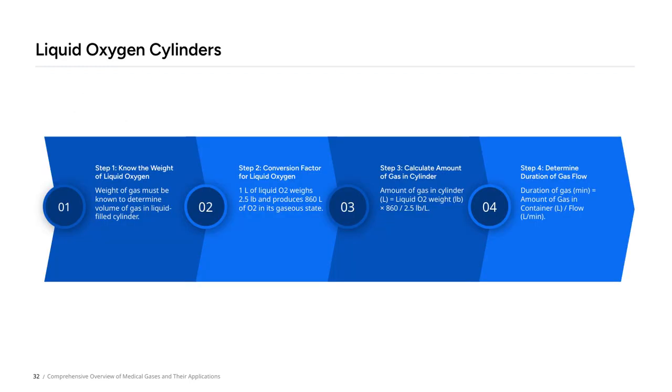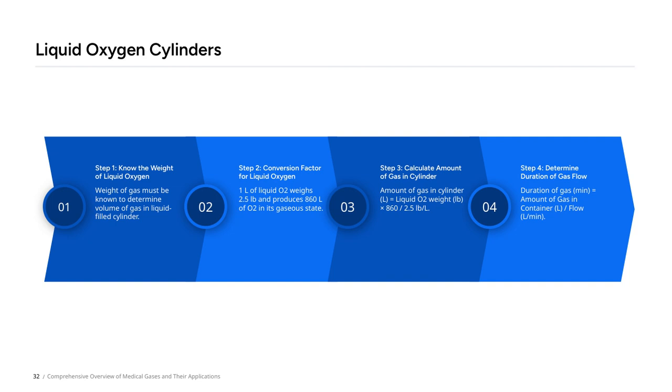Now, let's talk about liquid oxygen cylinders and how we determine the amount of gas they contain. The first key point is that we need to know the weight of the liquid oxygen. This is essential because it allows us to understand how much gas can be produced from that liquid. Next, there's a specific conversion factor for liquid oxygen. For every liter of liquid oxygen, which weighs about 2.5 pounds, we get approximately 860 liters of gaseous oxygen.